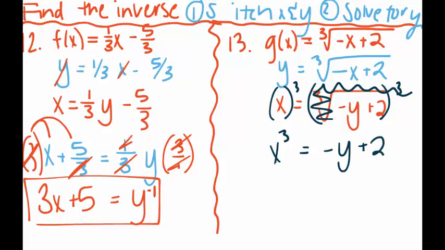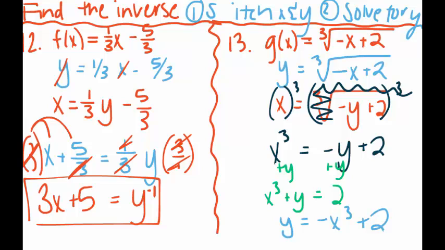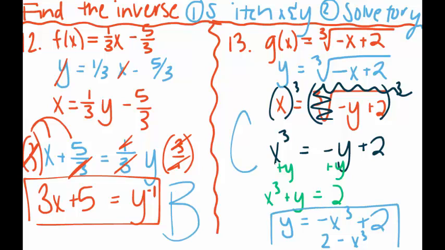And let's see here. I don't really want to deal with the -y, so I'm going to cheat and move the y over so I get a positive y. And then move the x back over. So I get -x cubed plus 2. This one goes perfectly along with C. They just wrote it this way. They wrote 2 minus x cubed. It's the same thing. So let's see, 13 is C, and 12 should be B, if we match all of the answers up to which ones they're supposed to be.